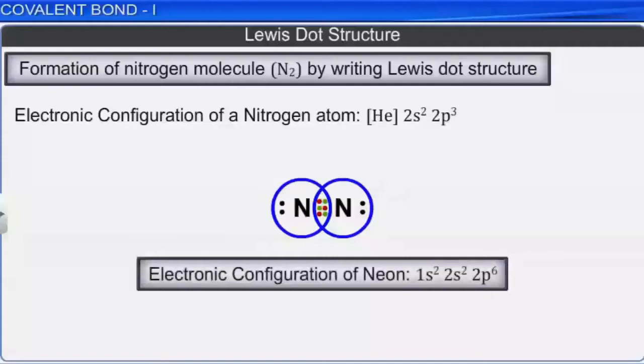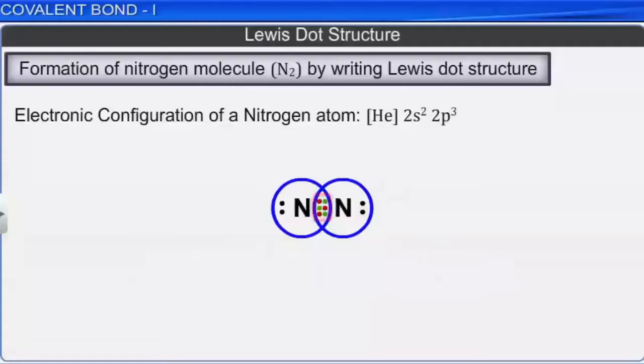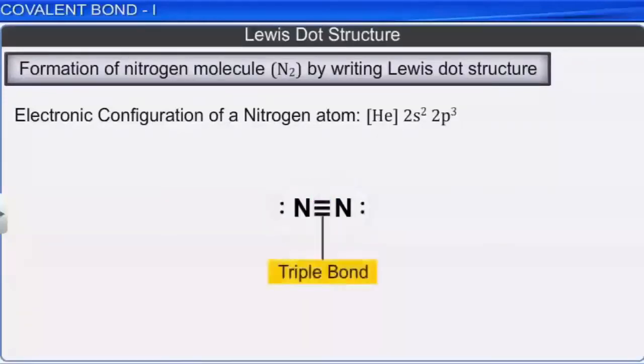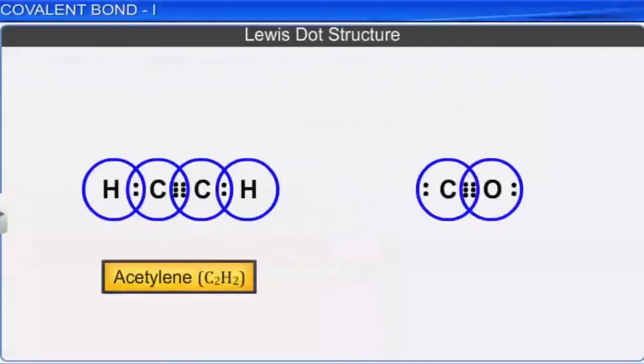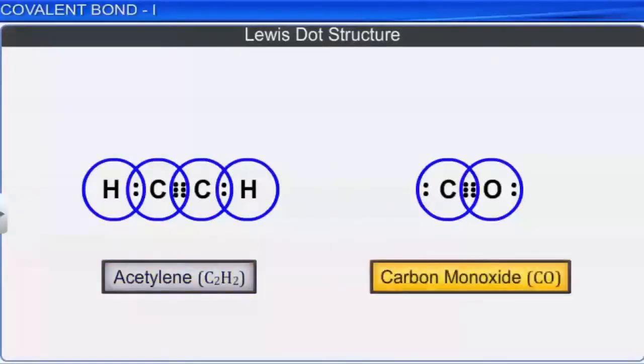As 6 electrons, that is, 3 electron pairs, are shared between 2 nitrogen atoms, the 2 nitrogen atoms are said to join by a triple bond. Similarly, we can show the formation of acetylene, C2H2, and carbon monoxide molecules by Lewis dot structures as shown.